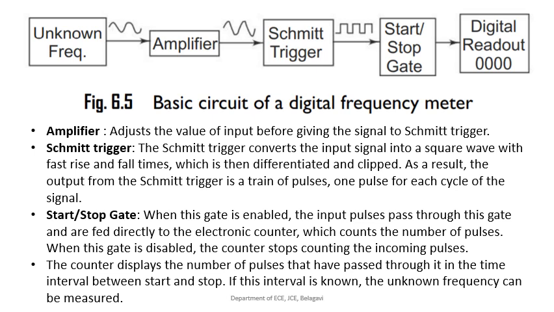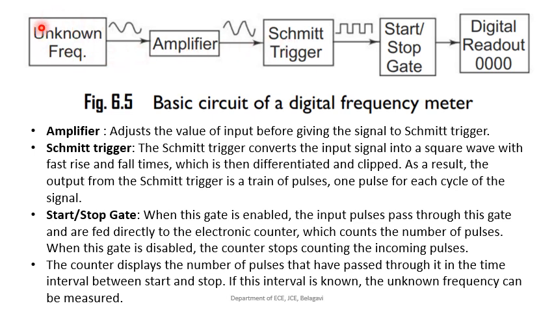Now the circuitry that you require: the first thing is you have an unknown signal, a signal whose frequency you don't know. That signal, you have to first convert into a train of pulses. That is achieved using these three steps.